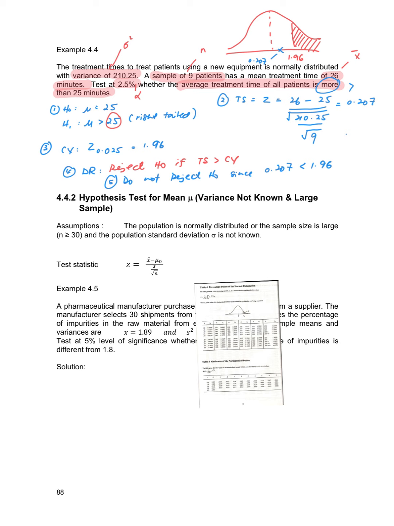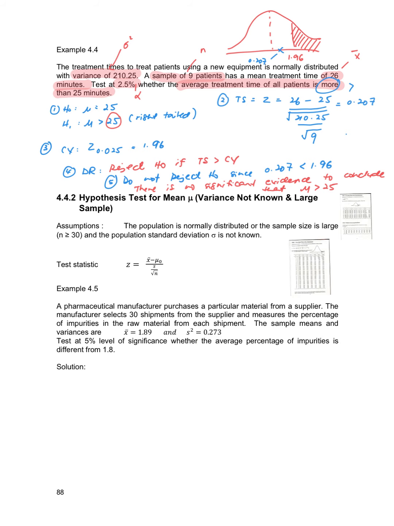Okay, so what is the conclusion that can be written here? We can write the conclusion as: there is no significant evidence to conclude that the average treatment time of all patients is more than 25 minutes. There is no significant evidence to conclude that mu is greater than 25 minutes. Or just rewrite the sentence above: there is no significant evidence to conclude that the average treatment time of all patients is more than 25 minutes.